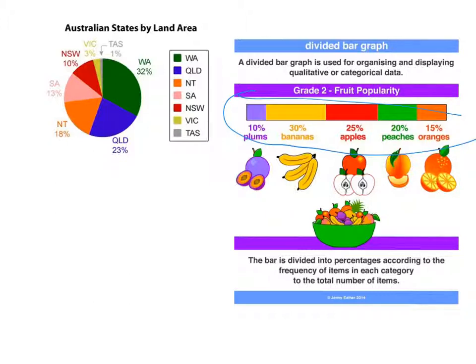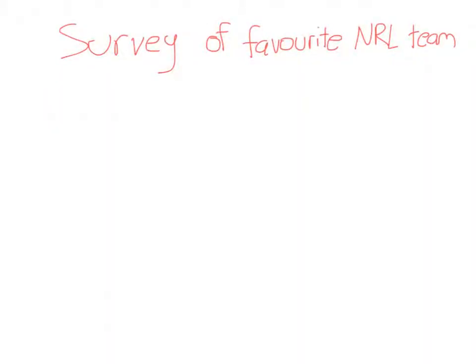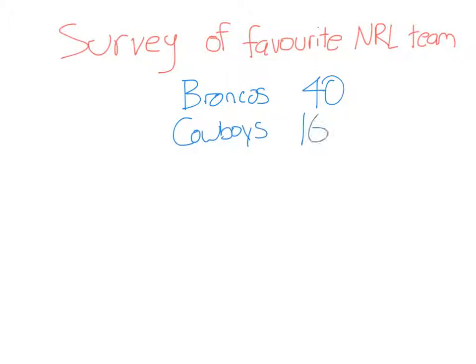All right, so let's go through actually constructing one. Okay, so let's say I surveyed, say, 80 people about their favourite NRL team, and I got the following results. So let's say, of course, Broncos, because they're the best team, they're going to win the premiership this year, 2015. So let's say 40 people said the Broncos. Then, I'd have about 16 for the Cowboys. Raiders, they're not a terrible team either. So let's say 12 people for those, and then I'll just add in a couple more.